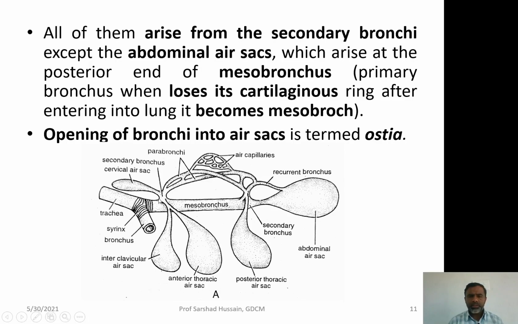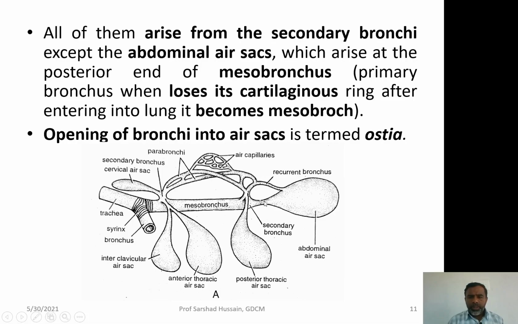Secondary bronchus is the branch coming out from the primary bronchus, except the one which is called the abdominal air sac, which is present at the terminal portion of the mesobronch or the secondary bronch. These are the cartilage rings present around the trachea. When the trachea enters into the lung, it loses its cartilage ring, and then the primary bronch may be called as mesobronch.